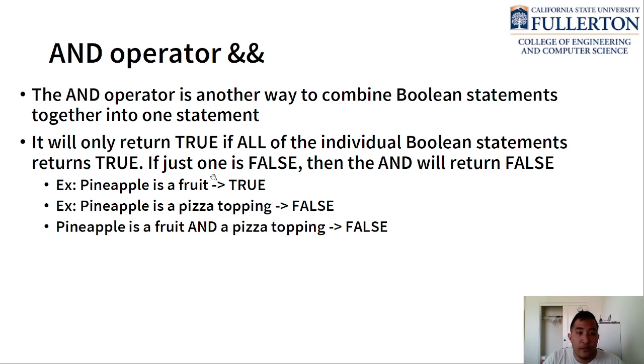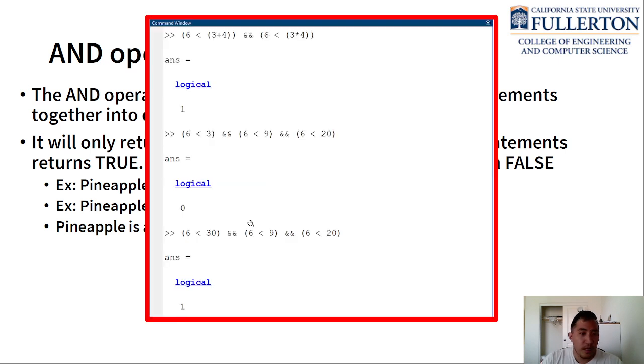Okay, and so here we have an obviously true statement. Here we have a blatantly false statement, right? Pineapple is not a pizza topping. And so if we combine them together with an AND and say that pineapple is a fruit and a pizza topping, this is false because the second part of the statement is just egregiously false. Okay, so let's see some examples of this in MATLAB.